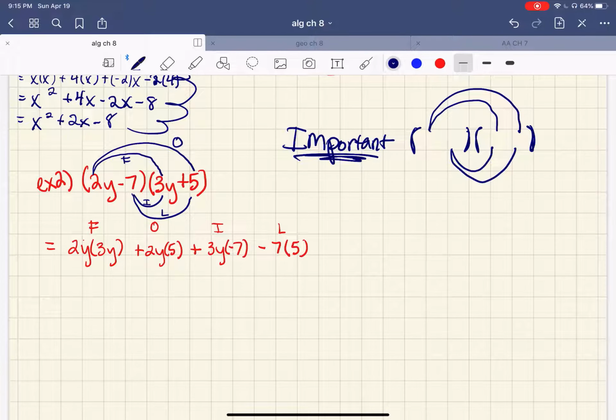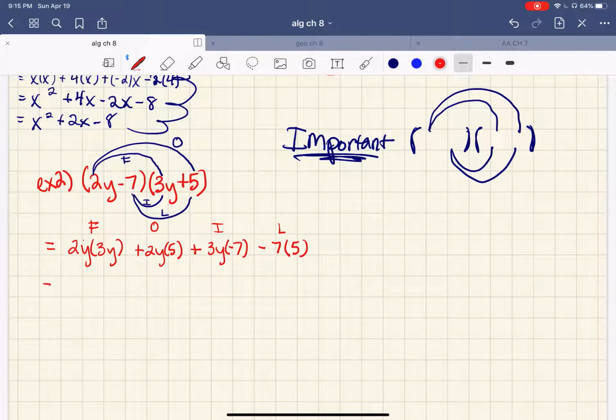And I can just picture with first especially or last, potentially people saying, oh, well, these are the first two, so I'm going to multiply the first two together. It's going to be the first of each individual binomial. You should never be multiplying something like the 2y and the negative 7 or the 3y and the 5 together.